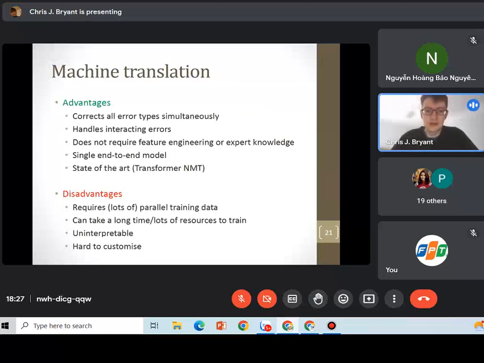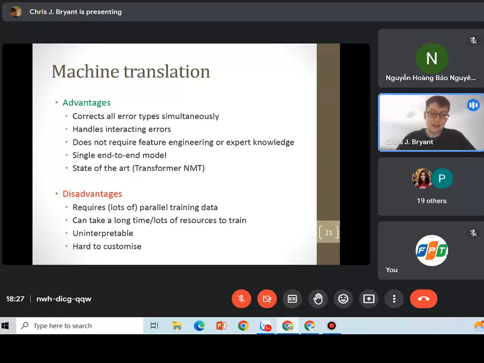So the main advantage of machine translation is that it corrects all error types simultaneously. So you don't need to worry about, oh, am I going to correct just determiners or prepositions or so on? It just does everything at once. It also handles interacting errors, so there's no ordering effect, unlike some of the previous approaches. Again, it also does not require any feature engineering or expert knowledge, as long as you've got data of bad English to good English or whatever. It's a single end-to-end model and doesn't need any more details. And it's also one of the current state-of-the-art approaches. So the best performing systems are often neural transformer machine translation systems, or at least some of them are.